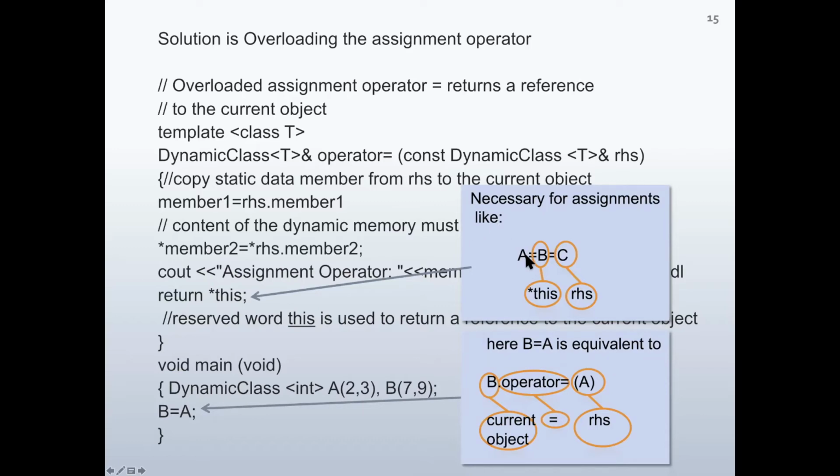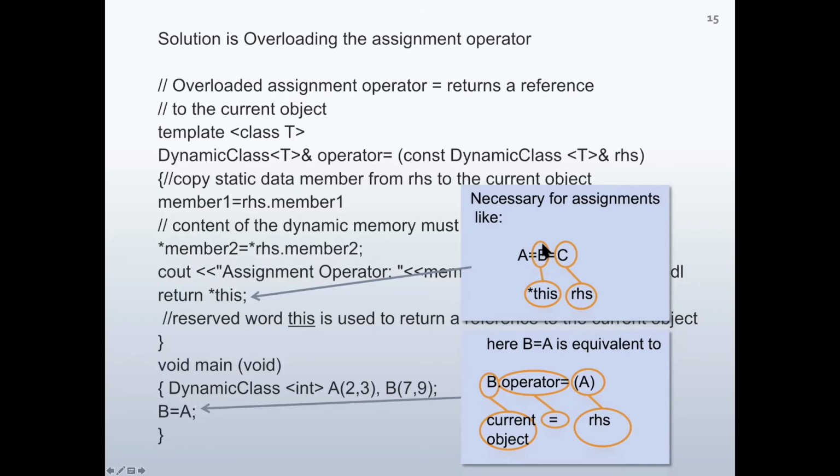Here we have A assigned value B, assigned value C, and notice that this is implemented from right to left. First, C is the right-hand side given here, and this is the object shown by star this here in the return value. On the object B, the assignment operator is applied, for which C is the right-hand side. After this, assignments for the member 1, and the object pointed by member 2. Then star this, the object pointed by this, is returned.